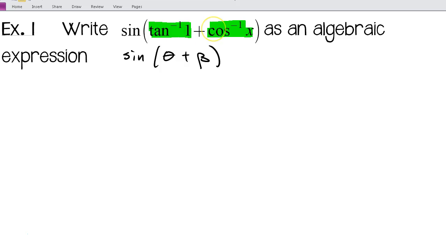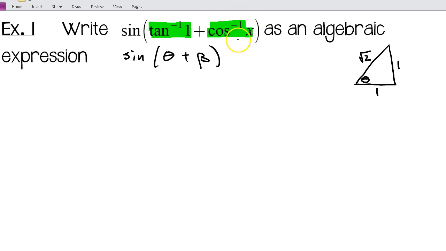Each of these refers to an angle in a triangle. For the first one, there's some angle I've called theta whose tangent is 1. If the tangent is 1, it's really 1 over 1, so opposite over adjacent is 1. Then using the Pythagorean theorem, or special right triangles, the hypotenuse has to be root 2.